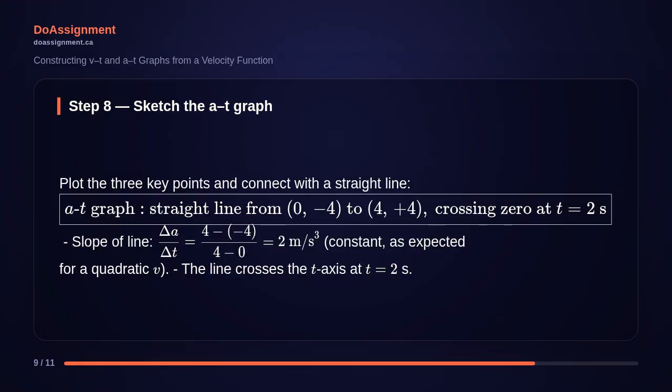Draw a straight line starting at the point 0, negative 4, passing through 2, 0, and ending at 4, positive 4. The slope of this line is 2 meters per second cubed, which is constant, consistent with v being a quadratic. The line crosses the time axis exactly at t equals 2 seconds.